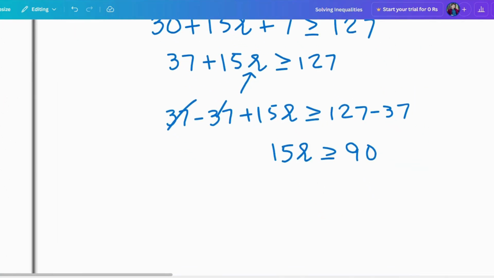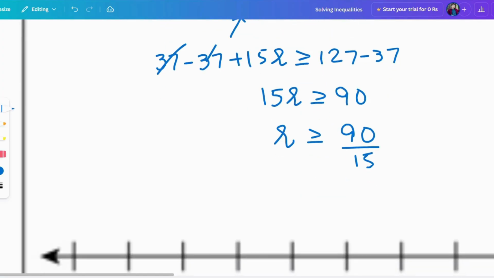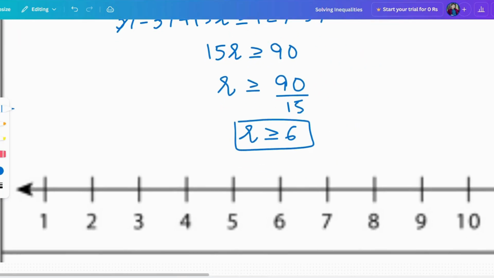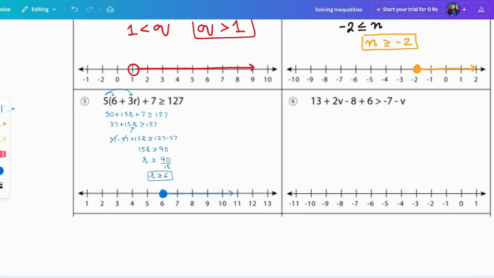And after that, I will divide both sides by 15. So r is greater than or equivalent to 90 divided by 15. So if I divide 90 by 15, I will get 6 as my answer. So r is greater than or equivalent to 6. That's going to be the answer for it. Okay. So for this one, I'm going to put a closed circle on this 6, and it will be pointing in this direction. When we put a closed circle, we have to fill it from inside, okay? And when we put an open circle, it will not be filled from inside, okay? It will remain the way it is.